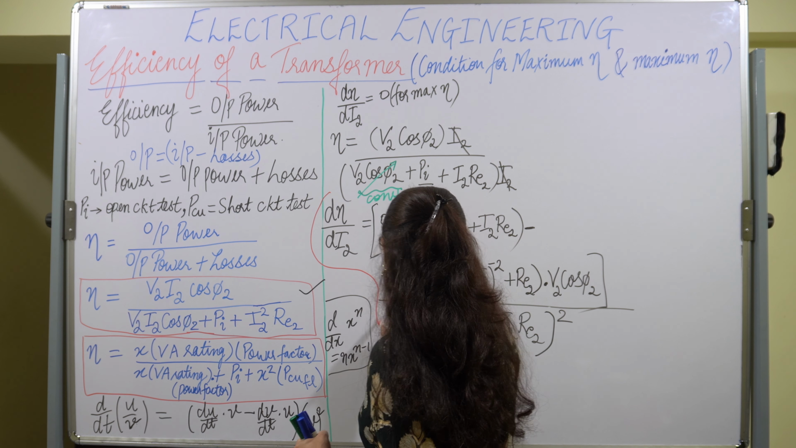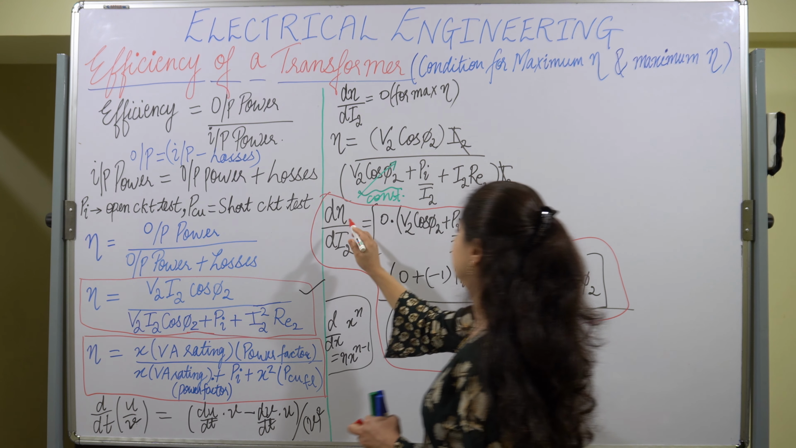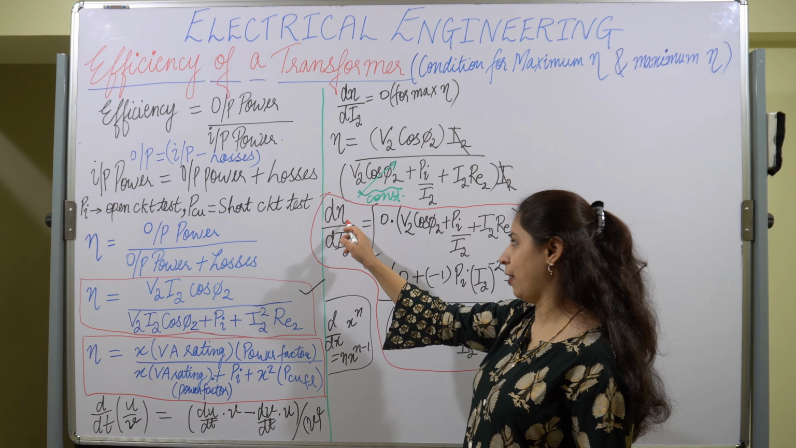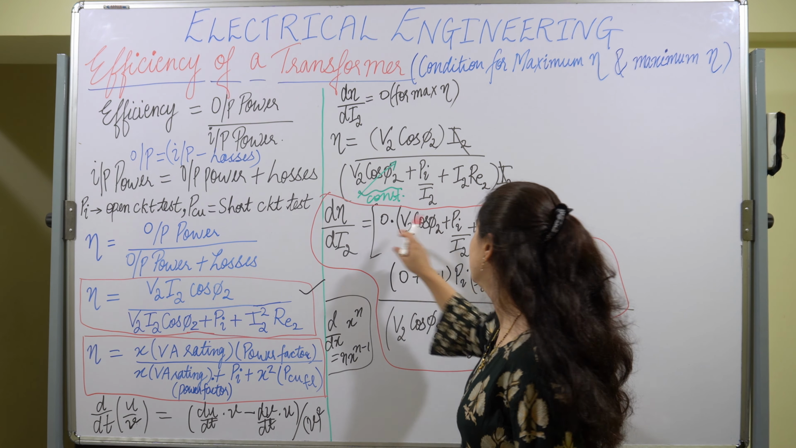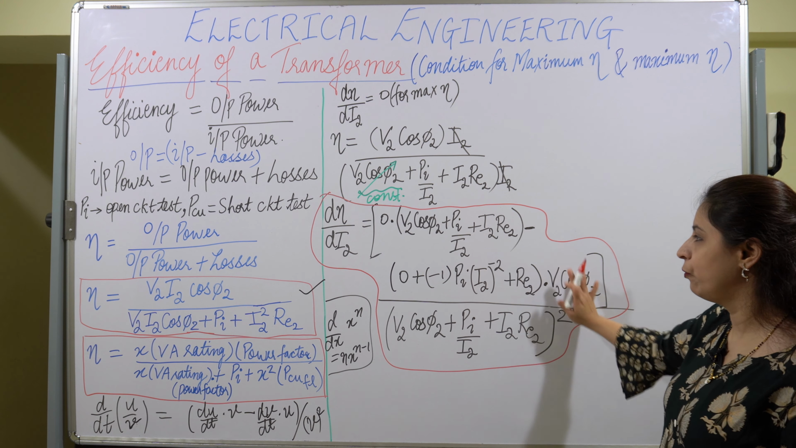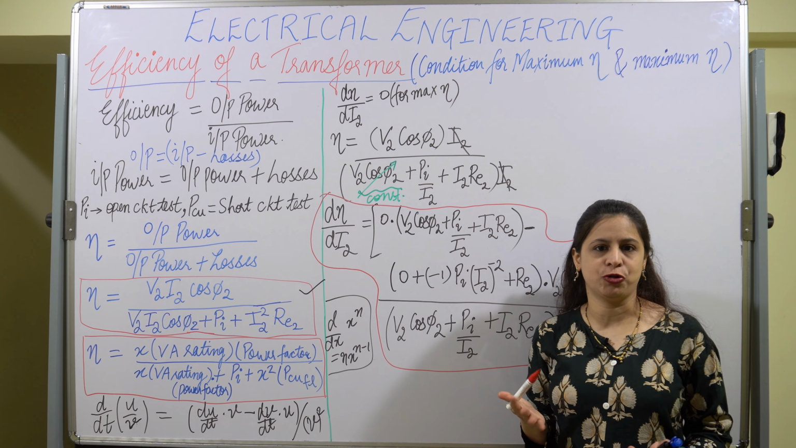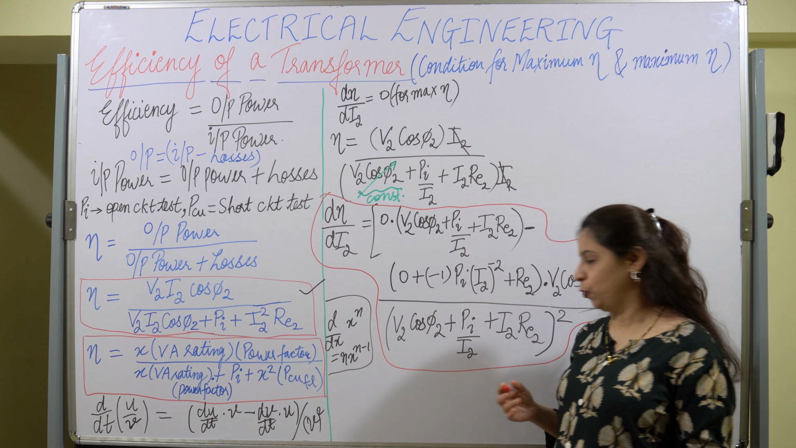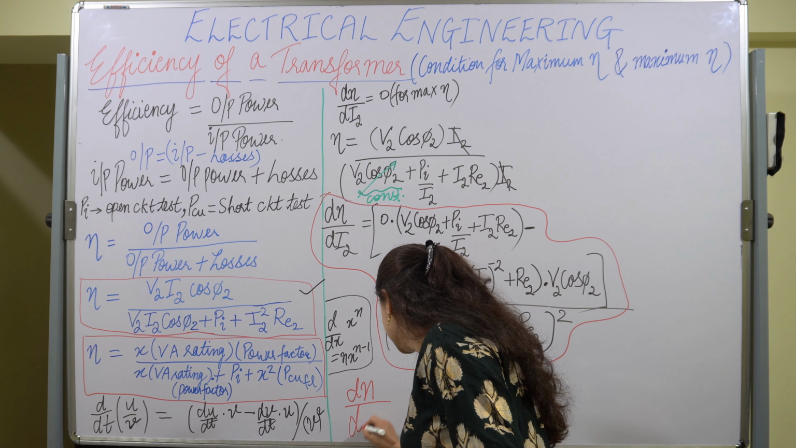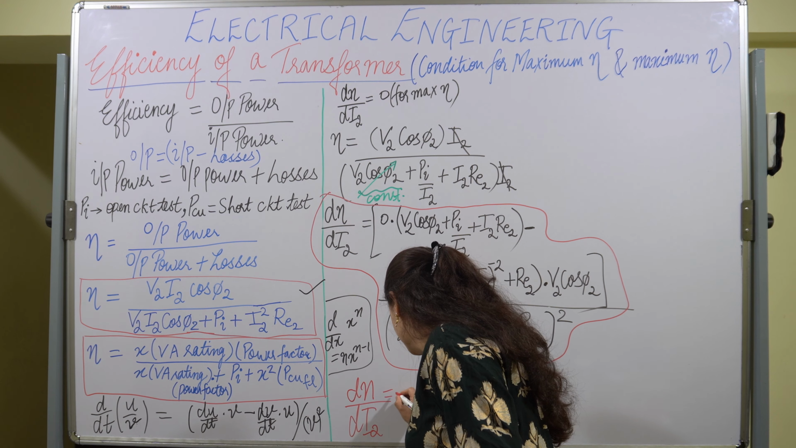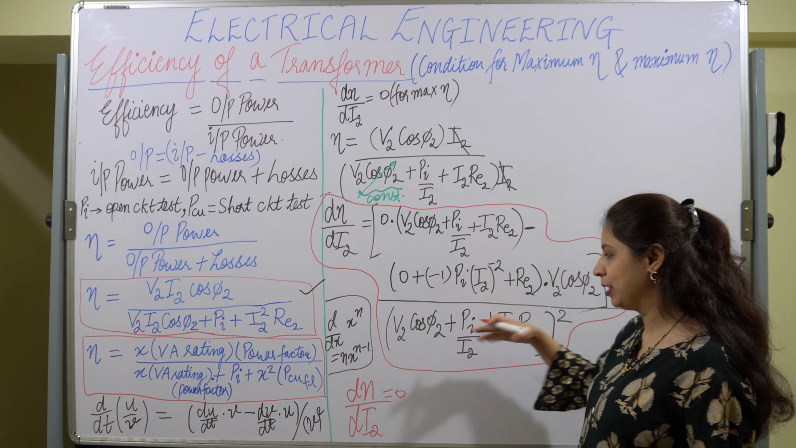So this forms our expression for d efficiency upon d I2. Okay, d efficiency upon d I2, this forms a whole expression. Now we need to equate it to 0 in order to find out maximum efficiency, in order to find out maximum value. So d eta upon d I2 should be equal to 0.